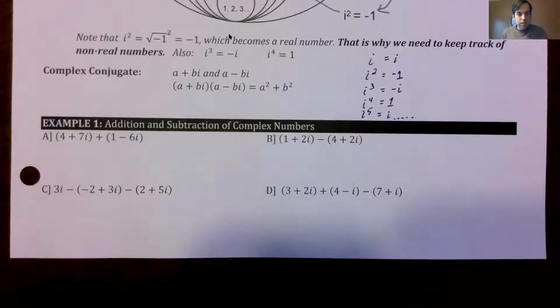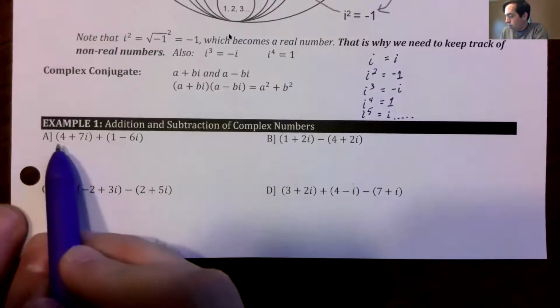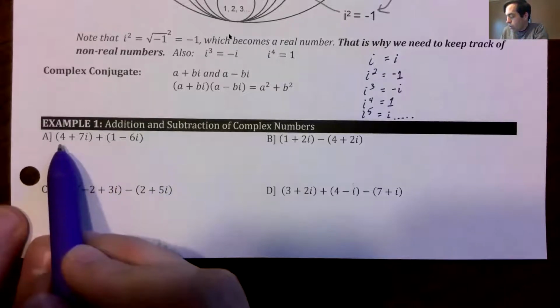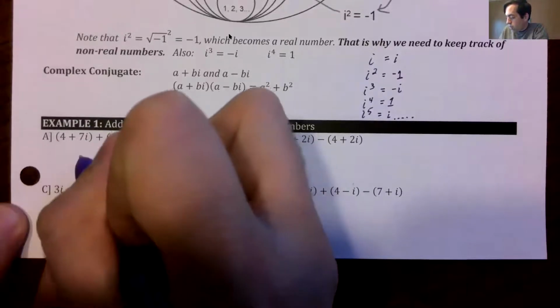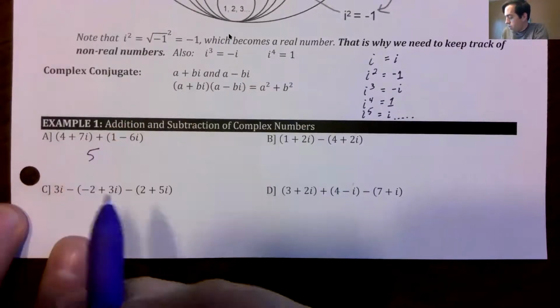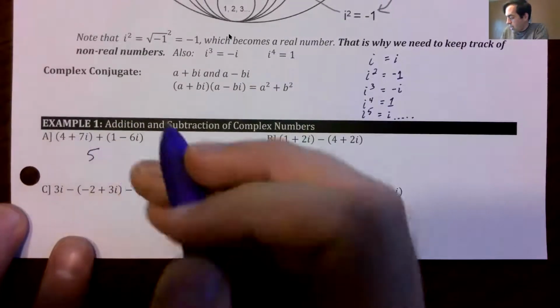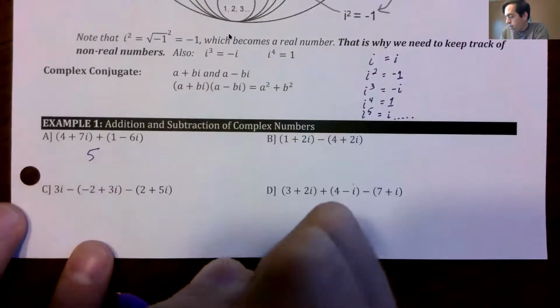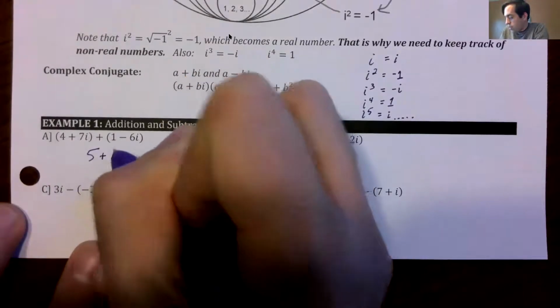Example 1 is about adding and subtracting complex numbers. I think you're going to be happy with this section because it's really just doing what you would do with normal variables. In the first part, we have 4 plus 7i plus 1 minus 6i. The real portions, the 4 and the 1, can be combined by combining like terms, and the 7i minus 6i can be combined just like normal. So we're left with 5 plus 1i.